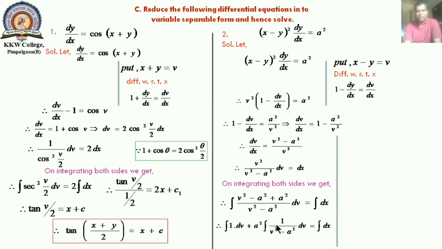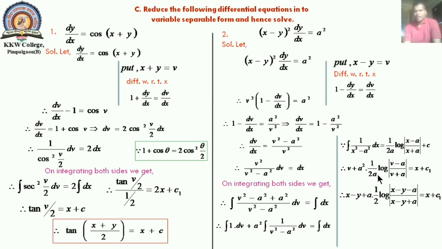So using the standard formula that integral of 1 upon (x square minus a square) dx is equal to 1 upon 2a log of mod (x minus a) upon (x plus a). Using this formula, you can integrate this equation. The integration of 1 dv is v, plus a square is constant, so it is 1 upon 2a log of (v minus a) upon (v plus a), is equal to x plus c, the constant of integration.